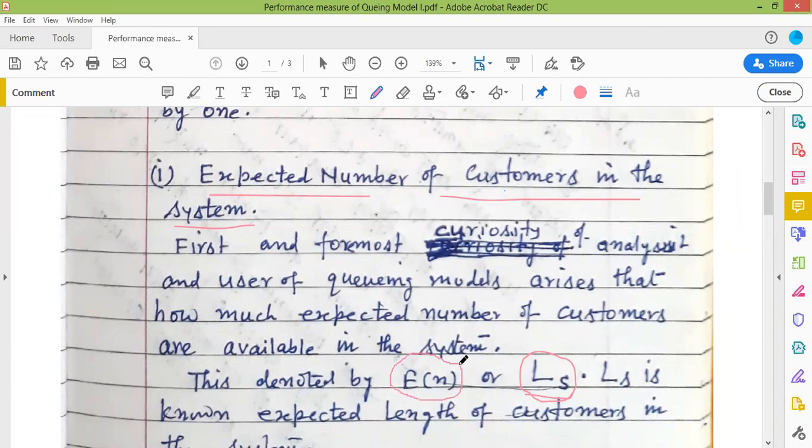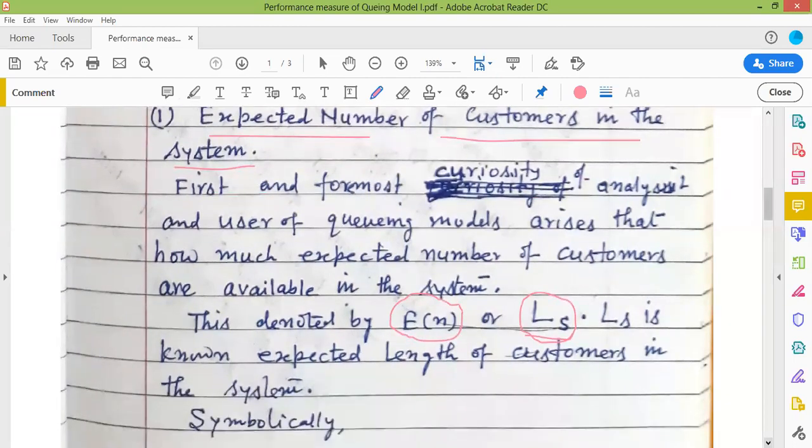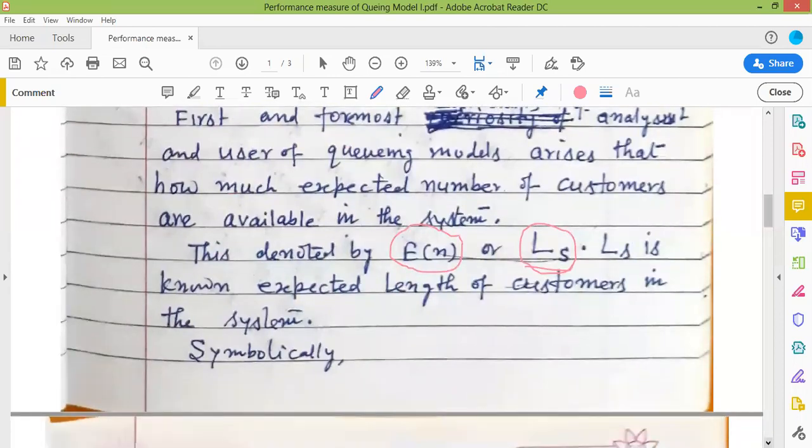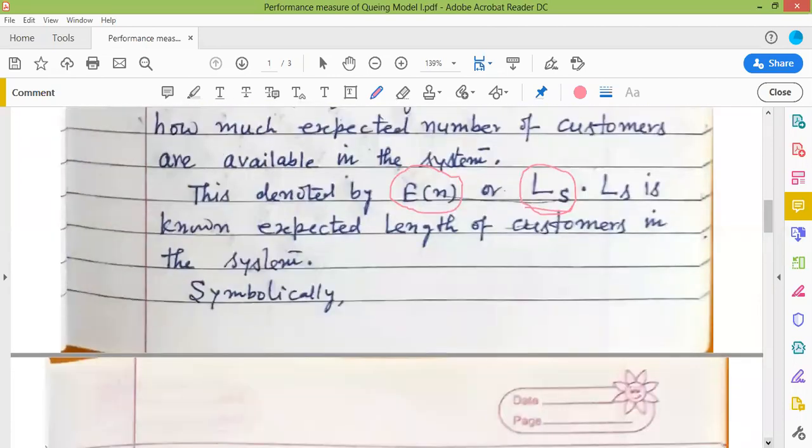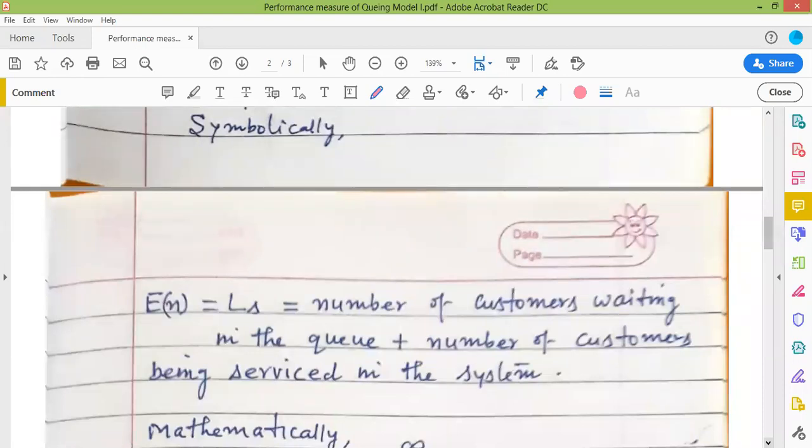Both are the same, and it is the expected length of customers in the system, which is computed by a formula. Symbolically we write: expected number of customers in the system is the number of customers waiting in the queue, as I just explained, and the number of customers being serviced in the system. So it has two parts. One is this, and another part is in the queue.